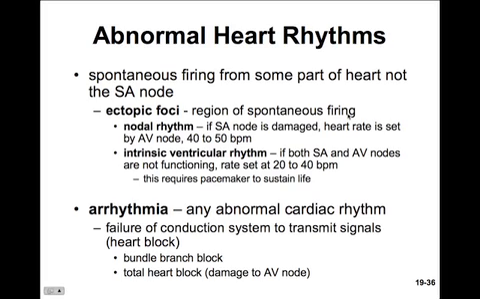Arrhythmias are abnormal cardiac rhythms. There are several different varieties of arrhythmias. It's a failure of the conduction system to transmit signals, often caused by a heart block. You could have a bundle branch block, which is where the signal is blocked in one of the bundle branches due to death of tissue, and so the signal is not propagated properly through the ventricles. A total heart block is where there's damage to the AV node.